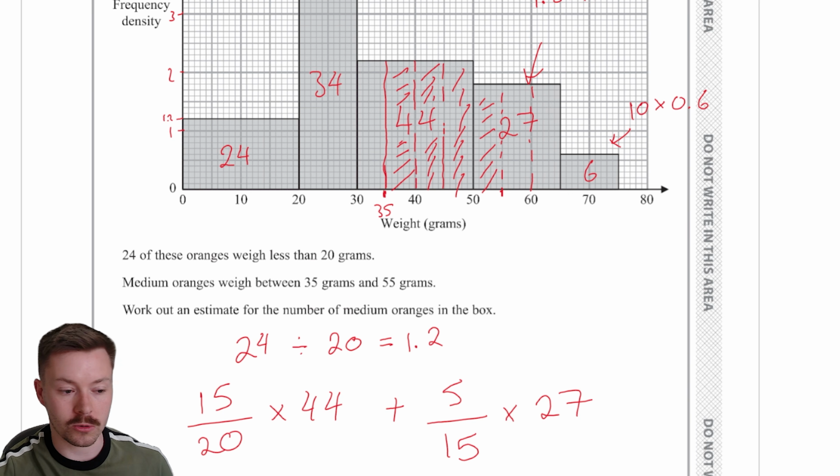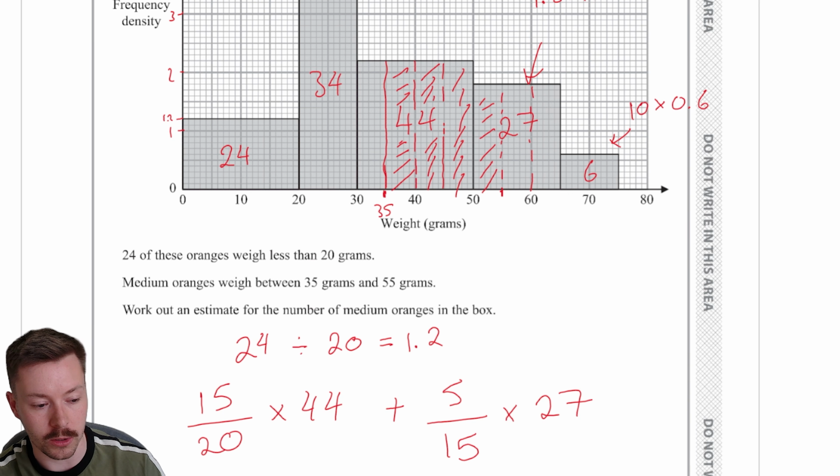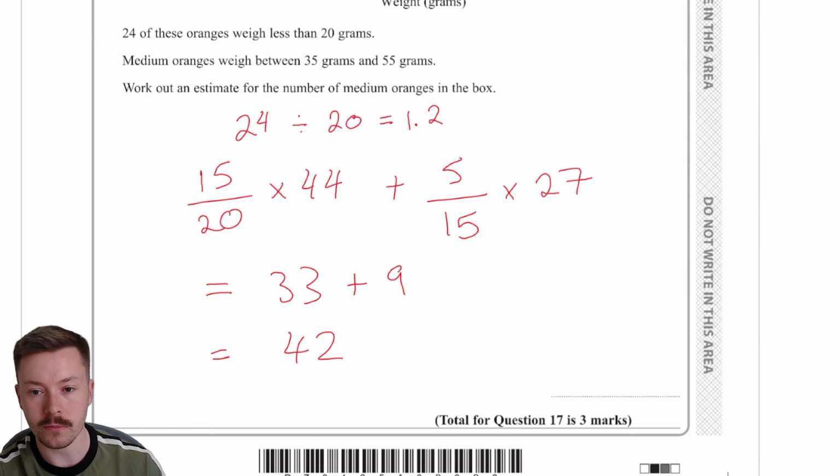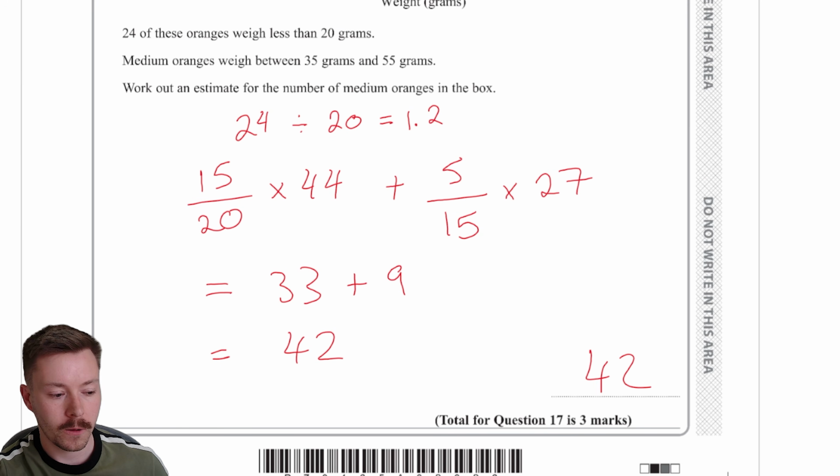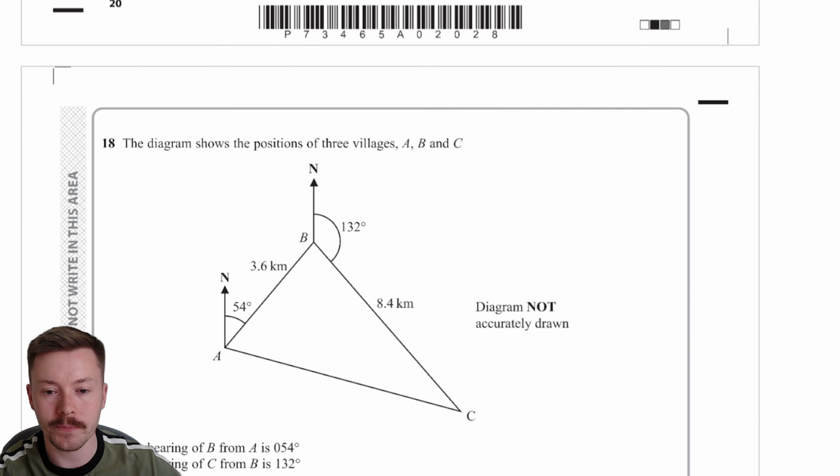That will give us an answer of, well, 3/4 of 44 is 33, and 1/3 of 27 is 9. Add those two together, we are going to get an answer of 42. There you go. So that is our answer there, 42. Okay, moving on then to question 18.